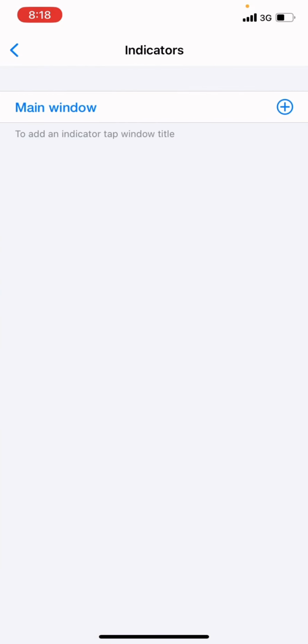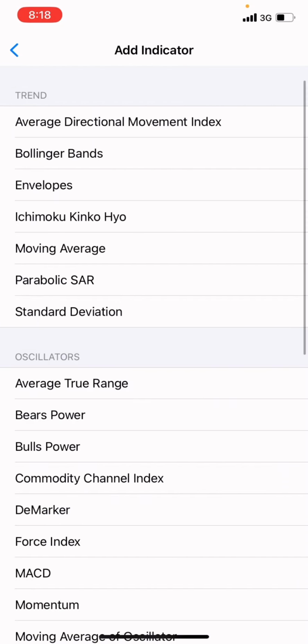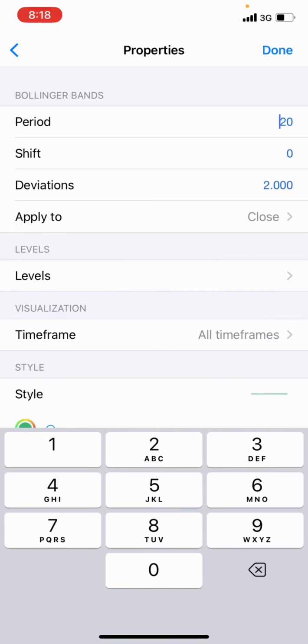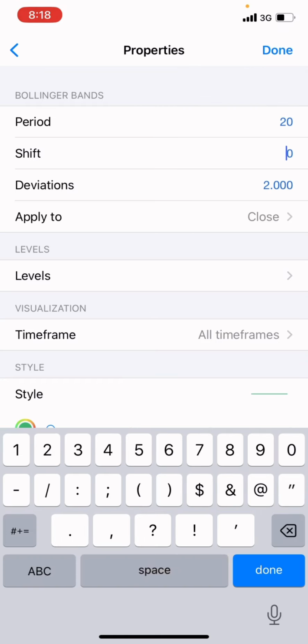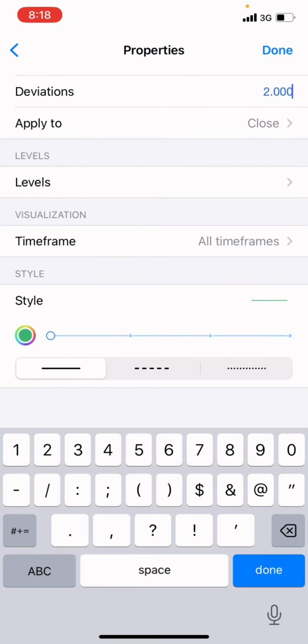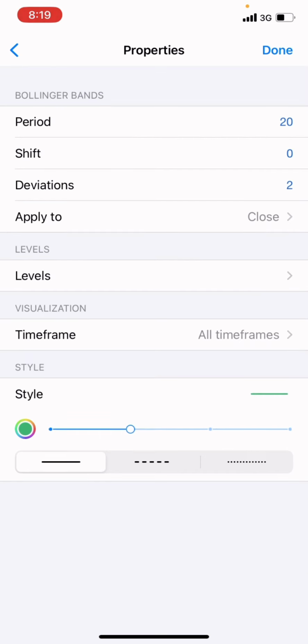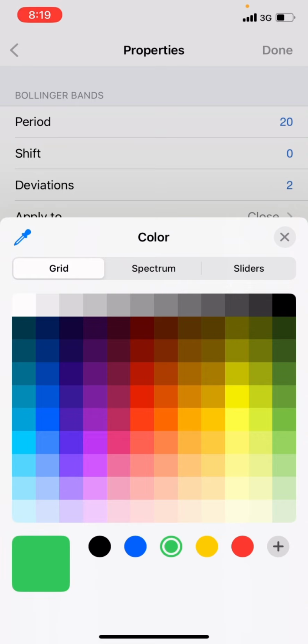The first indicator is going to be on the main window, and we're going to look for Bollinger Bands. We're going to choose Bollinger Bands and put the period on 20, while the shift is going to be 0, and the deviation is going to be 2.000. Then apply to close. The style is going to be 1 pixel, and the color is going to be green.